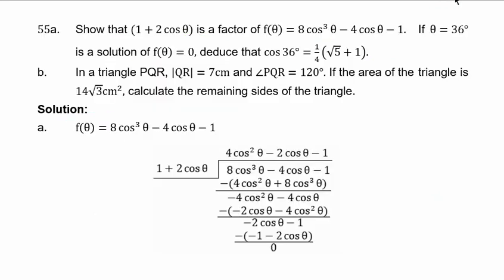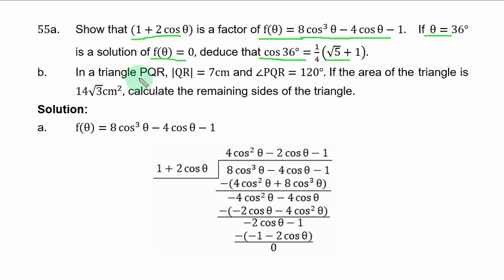Example 55a, show that 1 plus 2 cos theta is a factor of f of theta equal to 8 cos cube theta minus 4 cos theta minus 1. If theta is equal to 36 degrees, the solution of f of theta equal to 0, show that cos 36 degrees is equal to 1 over 4, bracket open, root 5 plus 1, bracket close. B part of the question.